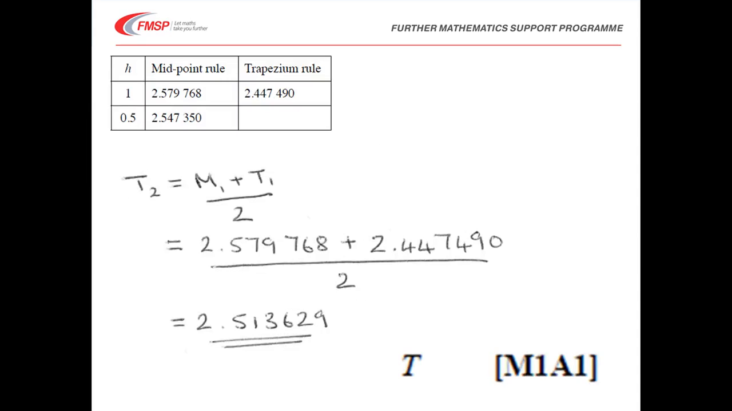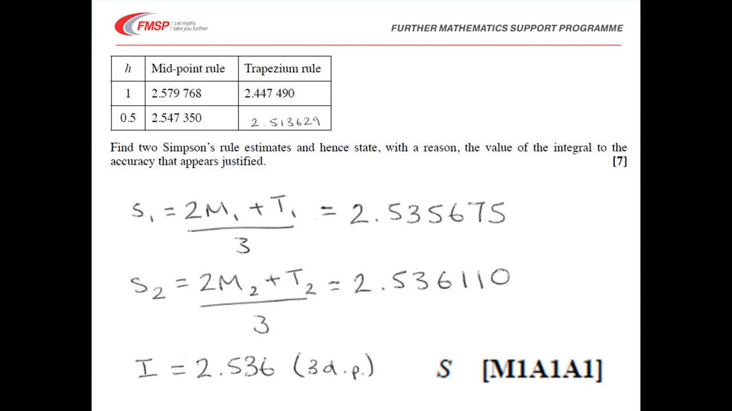For calculating our first trapezium rule estimate using that formula, that shortcut, you get 1 for the method and then 1 obviously for the answer. For calculating the Simpson's rule estimates, you get 1 for the method of knowing that it's that weighted mean, twice M1 plus T1 over 3. We've used that formula basically twice. So you only get 1 method mark for that, but you get 1 mark for each of the answers.